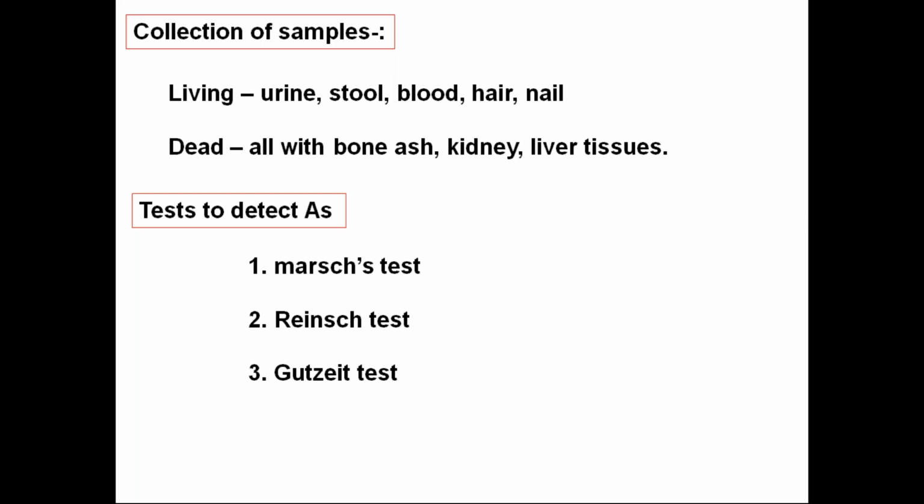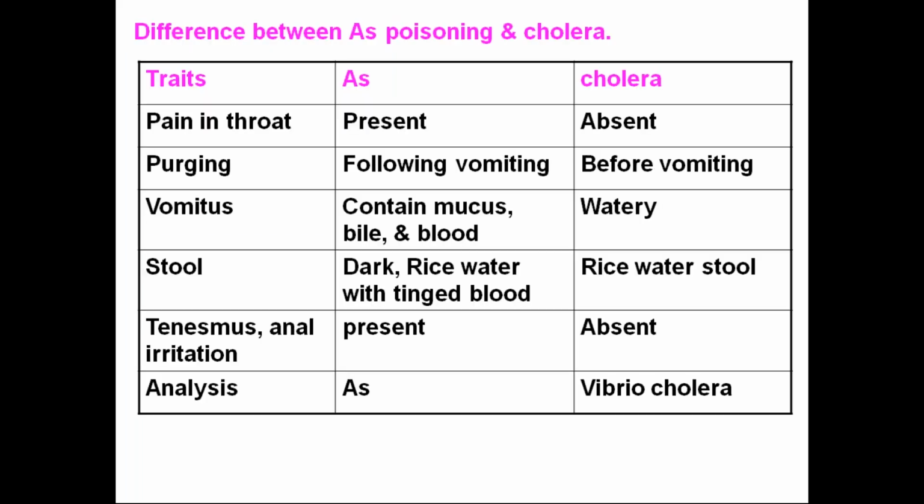And the tests we will do are Marsh test, Reinsch test, and Gutzeit test. No need to know how to detect, just some examiners may ask what tests are done to detect arsenic in a forensic laboratory: Marsh test, Reinsch test, and Gutzeit test.